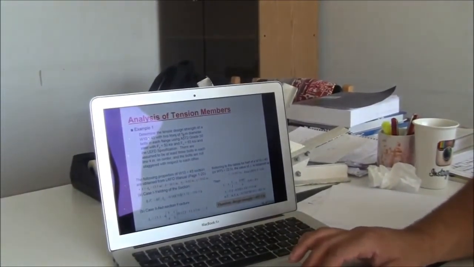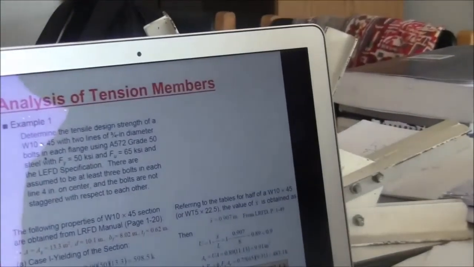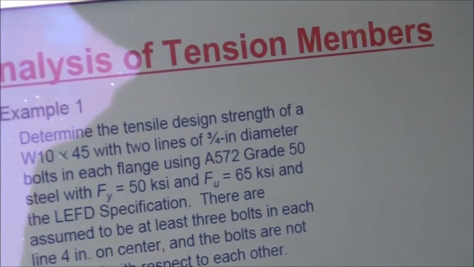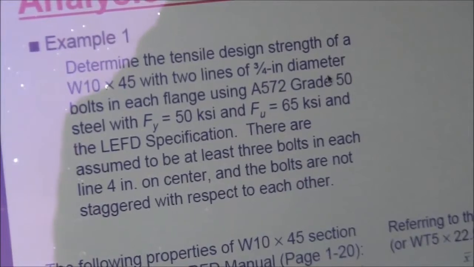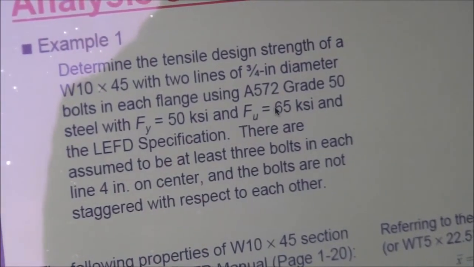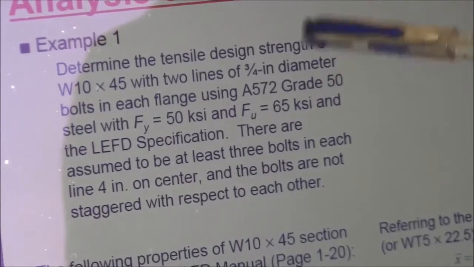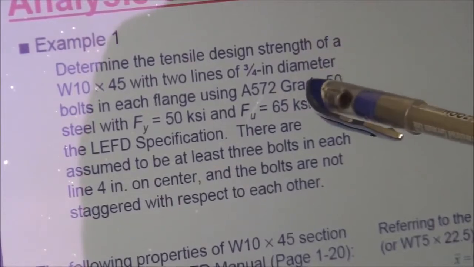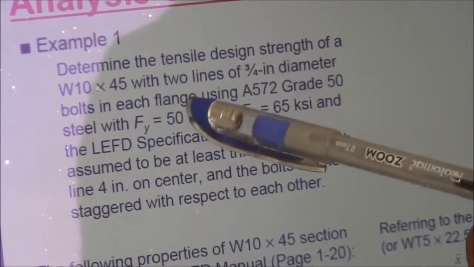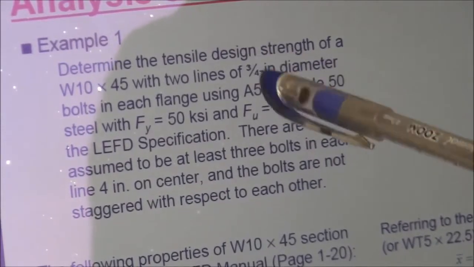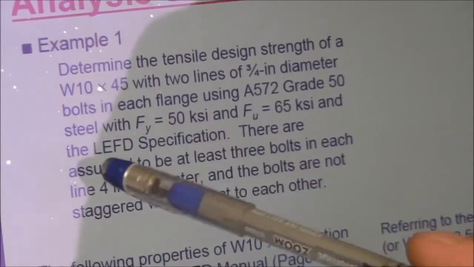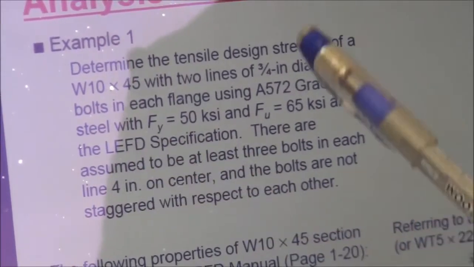So in this case we have a W10x45 with 2 lines of 3/4 inch diameter bolts in each flange. They are using A572 material, which is not a standard material for the W shape. This is just an example. For W shape, we said we use A992, and he's giving us grade 50. It means Fy equal 50 and Fu equals 65. These values are the same for the W shape, the A992 material. So use LRFD. This is LRFD specification.